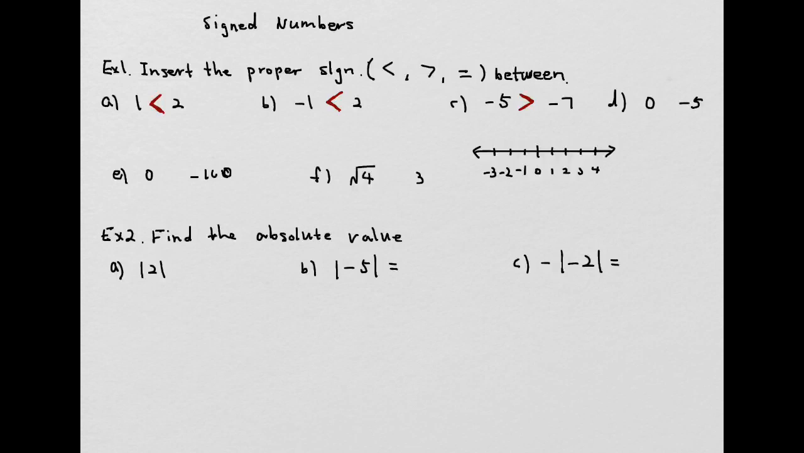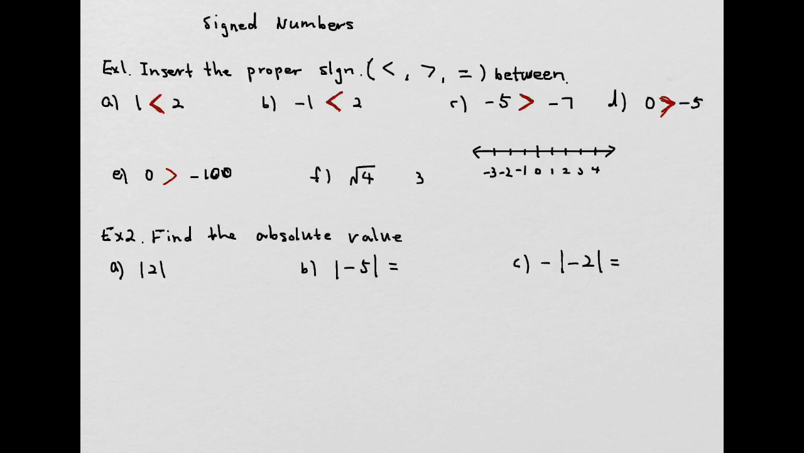What about 0 and -5? 0 is on the right side of a negative number, so 0 will always be larger than a negative number. So you're going to read 0 is greater than -5. What about if you have 0 and -100? No matter how big your number is, if you have a negative in front, it's always smaller than 0. So 0 is larger than -100.